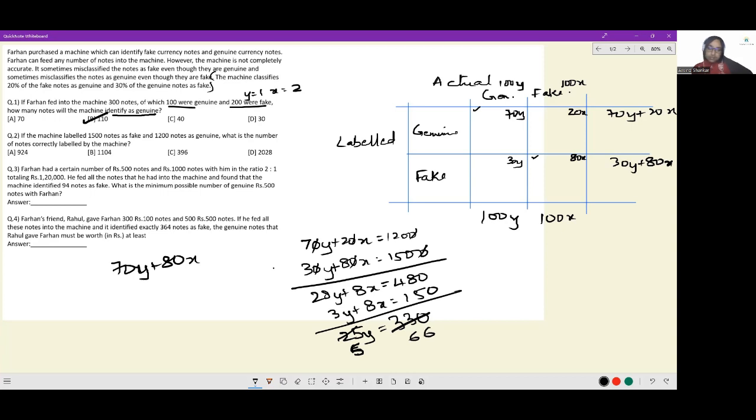Now pay attention. I'm not too bothered with finding the precise value of y, the precise value of x. I'm only interested in finding 70y and 80x. If I already have 5y, can I go on to say 70y will be nothing but 66 into 14? This much is guaranteed. 66 into 14. Now, along with this, see this. I have 5y is 66.